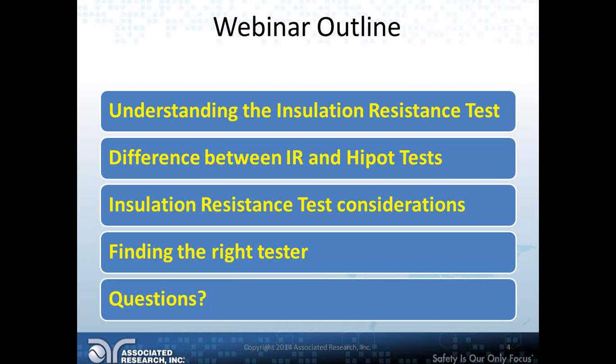Here's an outline of what we will be covering in our webinar today. We're going to start by understanding what the insulation resistance test is. And even before that, we're going to try to understand what insulation is and why it is important to test the insulation of your product. Then we're going to go over a few differences between the insulation resistance test and the Hipot test. The reason being that the insulation resistance test is very similar to the DC Hipot, which we have covered in the past in quite a bit of detail.